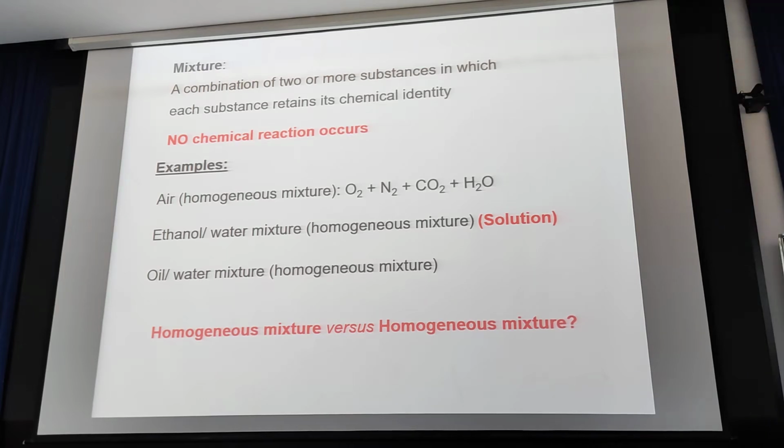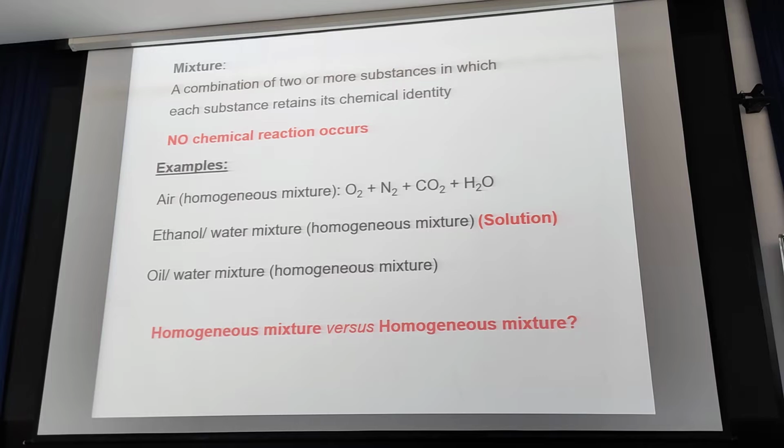So now, what could be the definition of the homogeneous and heterogeneous? Homogeneous mixture, if you look at it, it will look the same, and you cannot see the difference between the CO2 or the O2. But the heterogeneous mixture, you can see that they are different from each other in the same mixture.